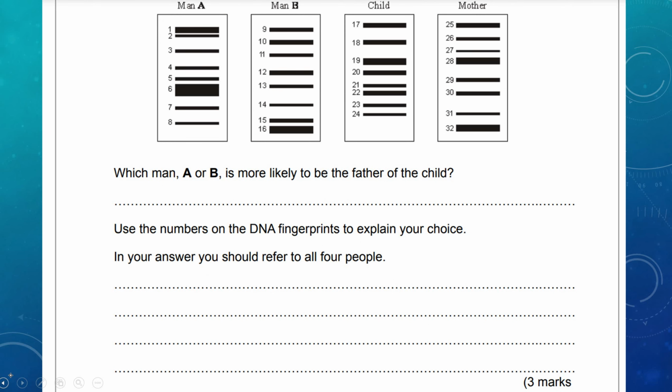Second part of the question then, not only which man is more likely to be the father of the child, as we've answered already on the previous slide, use the numbers, these numbers describing the bands, to explain your choice. Now there are three marks here. So in your answer, it tells you you should refer to all four people. That's really important. Pause the video, have a go at answering the question.